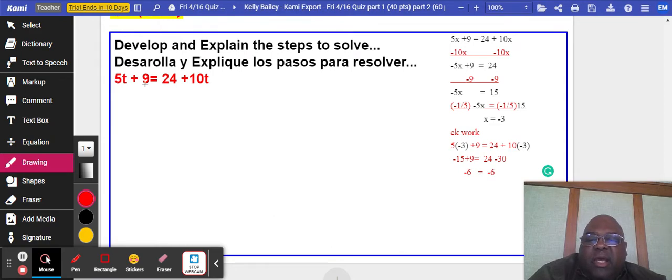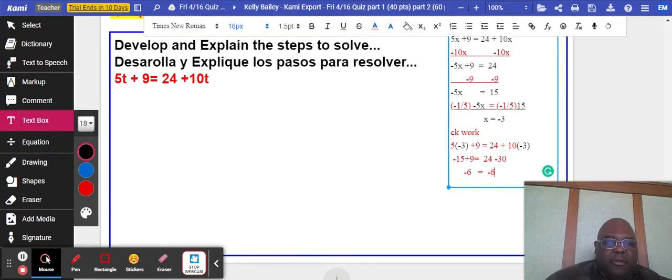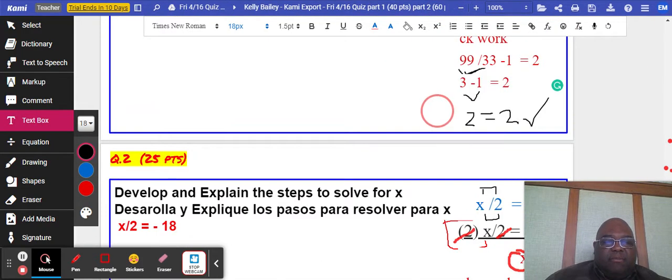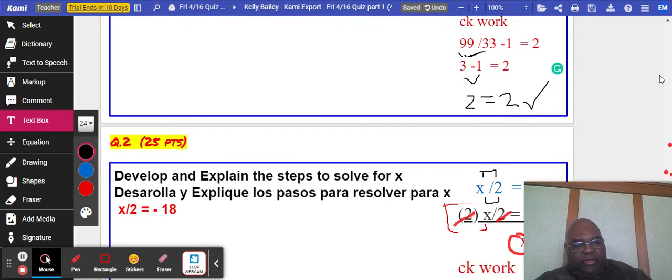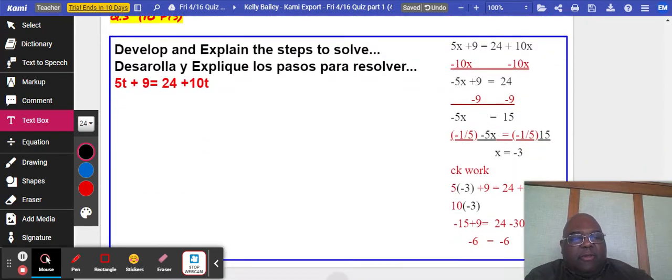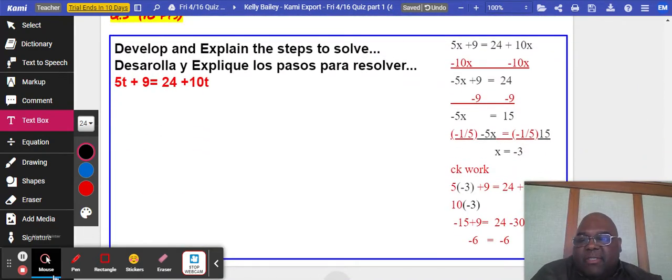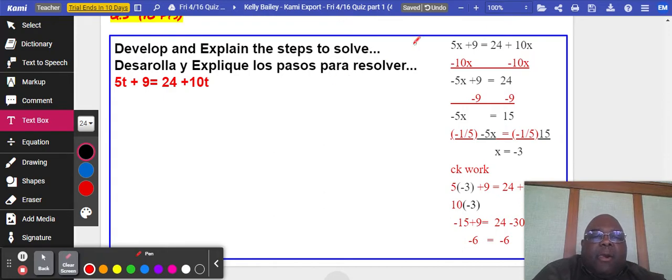5t plus 9 equals 24 plus 10t. What is that going to be? I might make this a bit bigger. Let's make that a bit bigger. Turn that into 24 font. And let's take a look at what we're working with here. All right, 5x plus 9 equals 24 plus 10x.